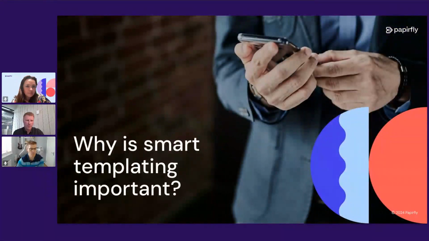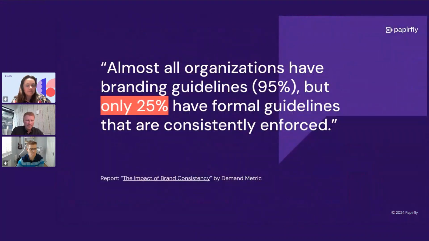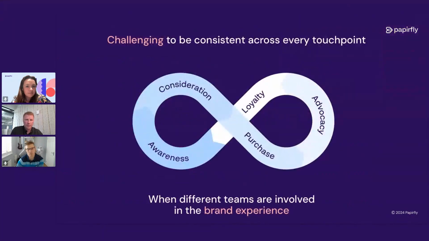So why is smart templating important? This is a stat we like here at Papirfly. Almost all organizations have branding guidelines, but only 25% have formal guidelines that are consistently enforced. And this is a report from Demand Metric called the impact of brand consistency. And this is because it's challenging to be consistent across every touch point throughout the customer journey when different teams are involved in the brand experience.